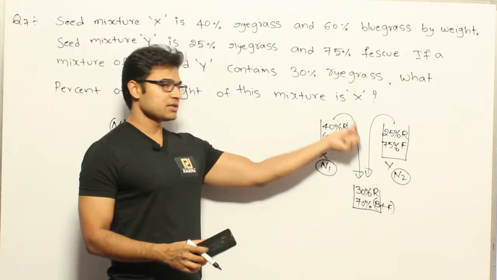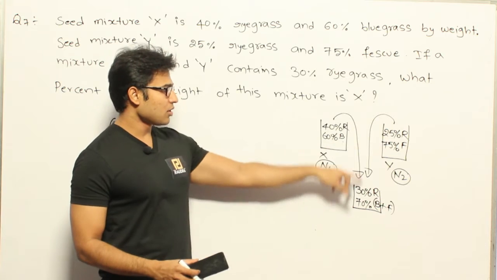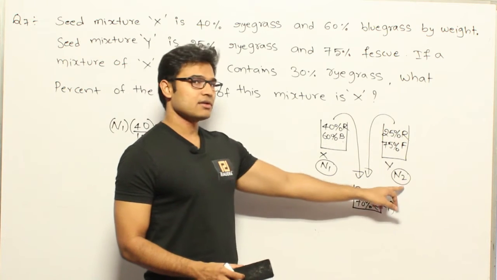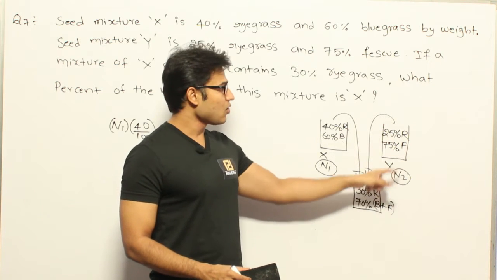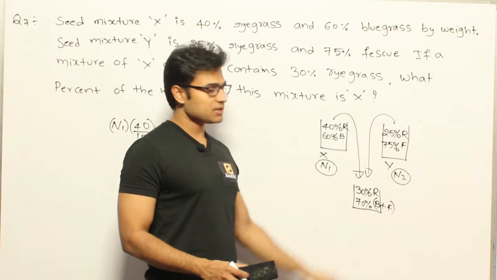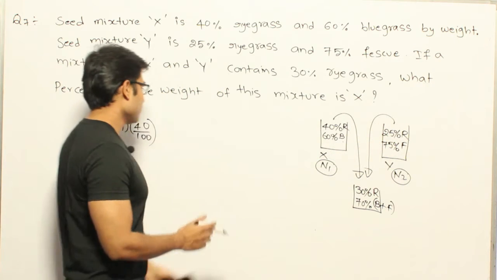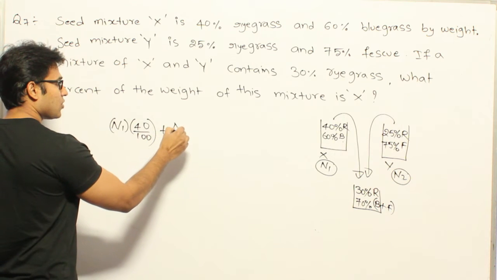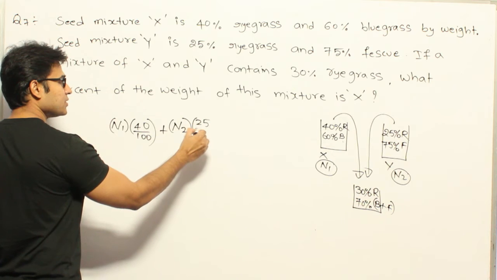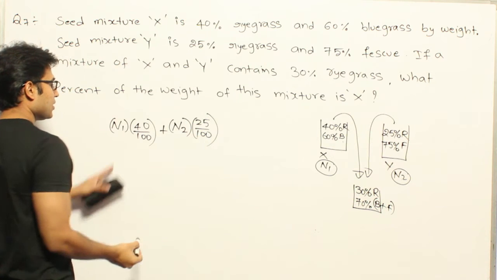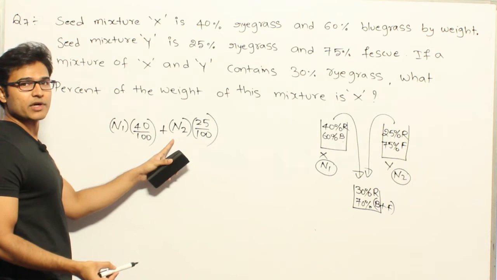Even though I am taking N1 cages, only 40% of that N1 will be ryegrass that will fall into this. Now what about the other side? Assuming that you are taking N2 cages from this one, how much of ryegrass seeds will fall into this? N2 into 25%. Only 25% of it is containing ryegrass. Therefore the total amount of ryegrass that comes into the final mixture is going to be this number. So these many cages of ryegrass from X and these many cages of ryegrass from Y, right?